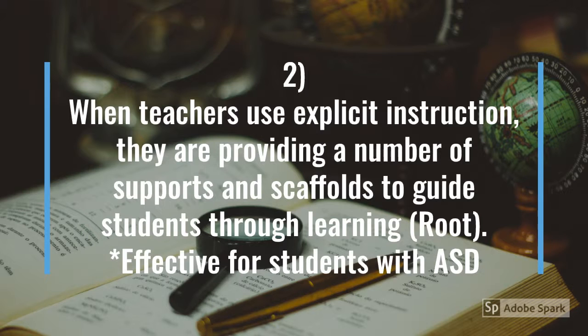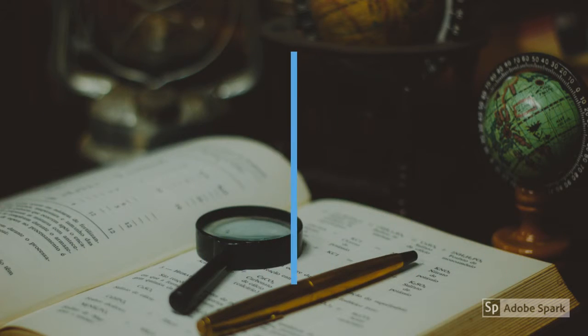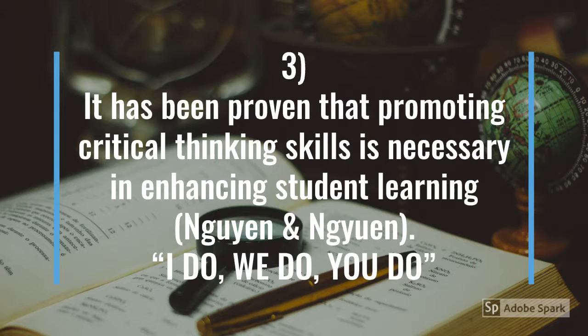Jenny Root explains in her article, Effects of Explicit Instruction on Acquisition and Generalization of Concepts, how explicit instruction, especially in mathematics, is beneficial for students with autism spectrum disorder. She says when teachers use explicit instruction, they are providing students with the most supports and scaffolds to guide students through learning.